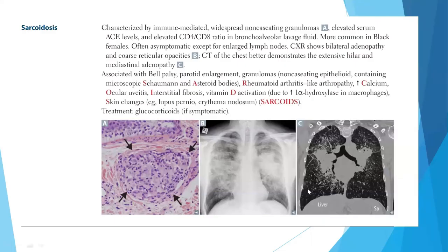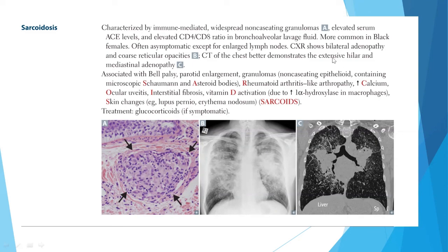Now, sarcoidosis is one of the very important topics for the USMLE examination. Sarcoidosis is characterized by immune-mediated widespread non-caseating granuloma. Here, we can see the granuloma, elevated serum ACE levels, and an elevated CD4/CD8 ratio in bronchoalveolar lavage fluid. It is most common in black females, often asymptomatic except for enlarged lymph nodes. The enlarged lymph nodes are generally the hilar lymph nodes.